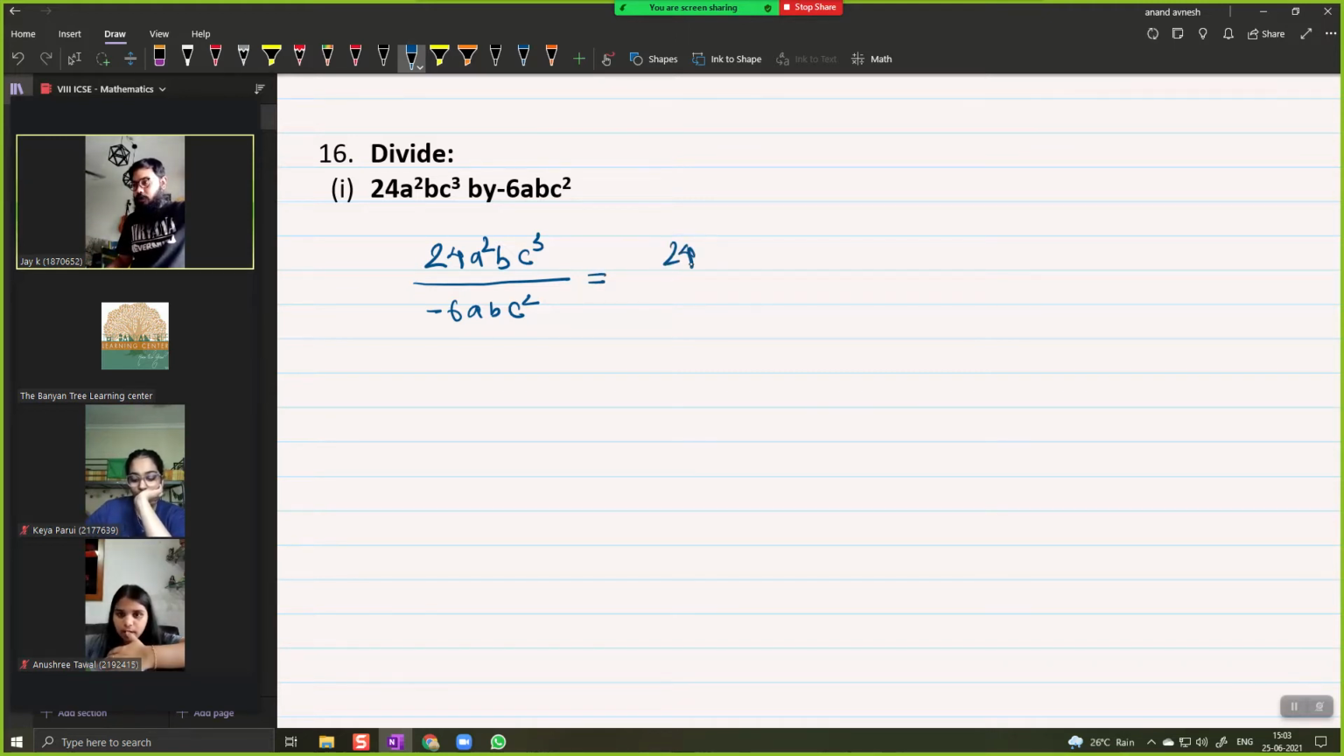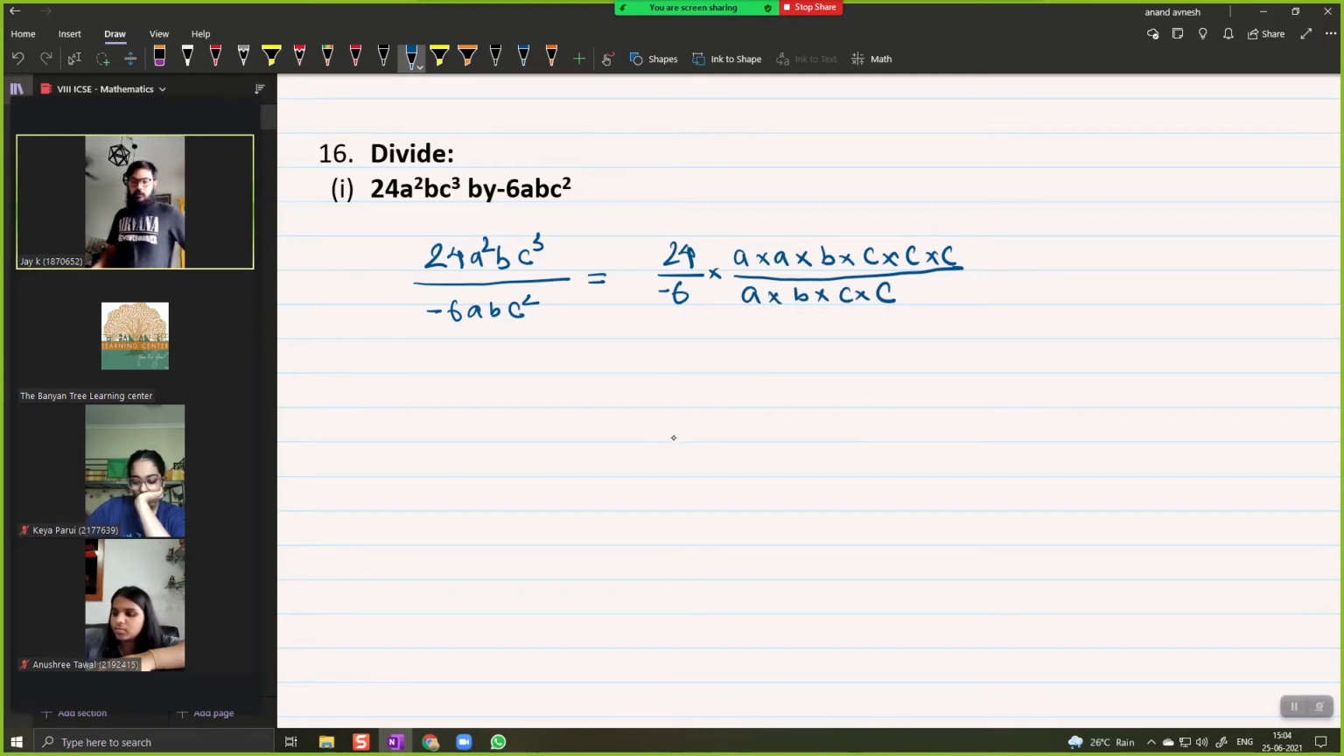So 24 upon minus 6. Write the number first. Okay, number को पहले लिख लो. उसके बाद you write a square b. I'm sorry. You have a square b c cube. So write a times b times 3 times c multiplied with itself, c cube in the numerator. In the denominator you write a times b times c, right?